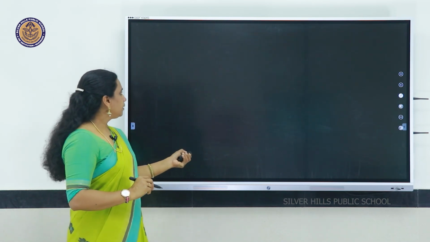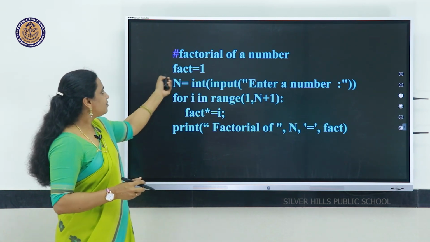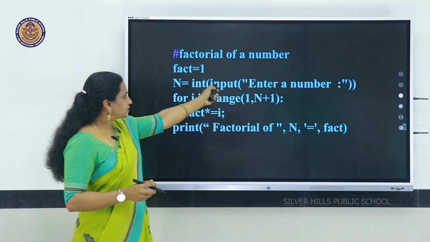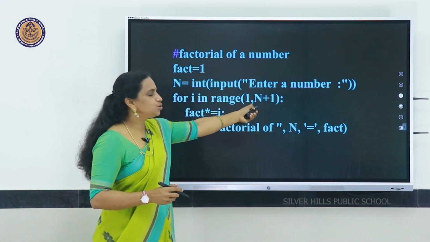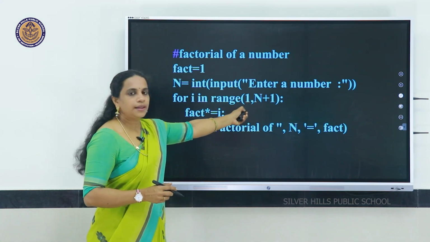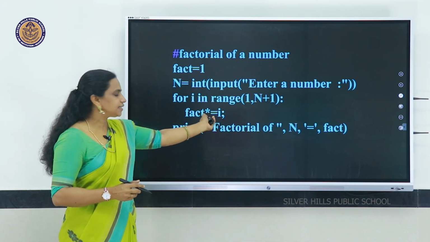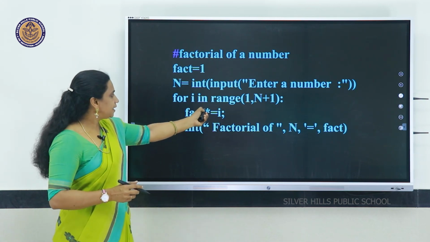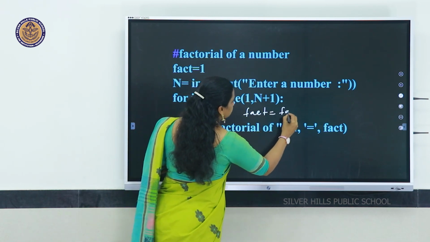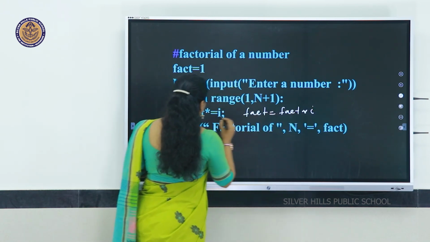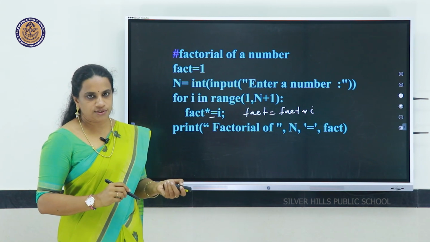This is the program for finding the factorial of a number. Initially, fact is equal to 1. It is asking for input, enter a number. Now, for I in range of 1 to n plus 1. Start value is 1 up to n plus 1. Now, fact is equal to fact into I. This is a shorthand operator. The meaning of this one is fact is equal to fact into I value. This is a shorthand notation. Now, print factorial of number is equal to so and so.